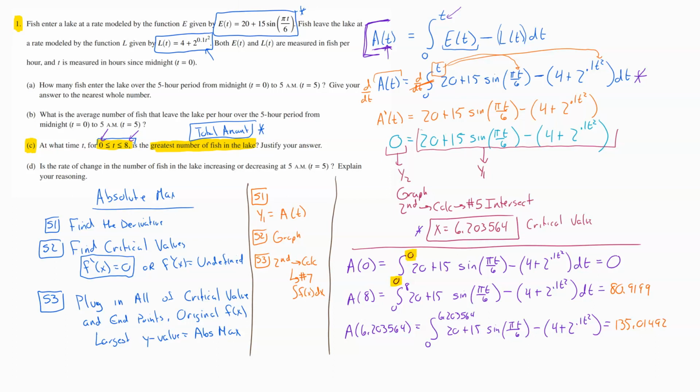So from that list, we can now clearly see that the largest y value is happening here. That would be when we have the greatest amount of fish. And when did that happen? That happened at this value here. So at t equals, and they always want you to round to 3 decimals at the end of the problem when you're giving them a final answer, this would be 6.203 is when we have the greatest amount of fish in the lake.